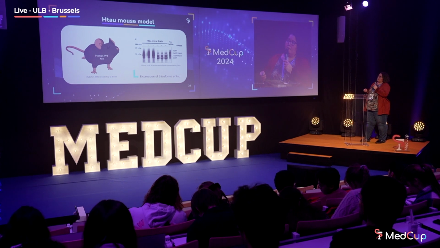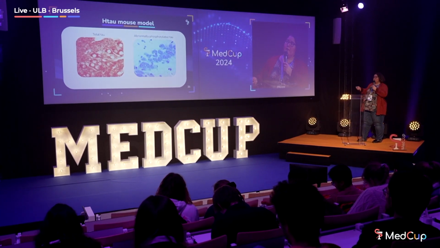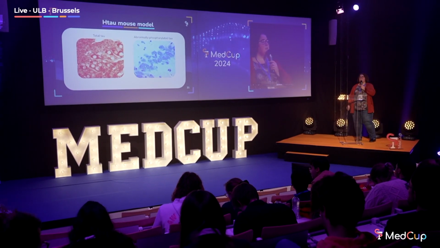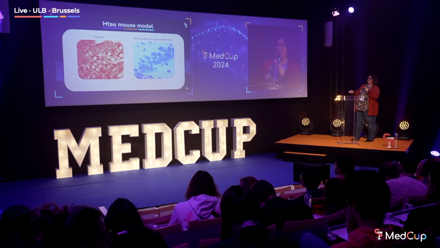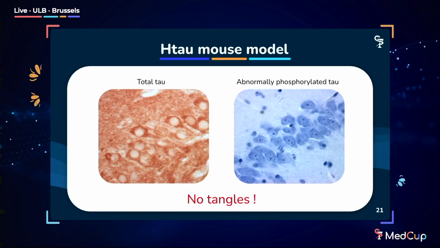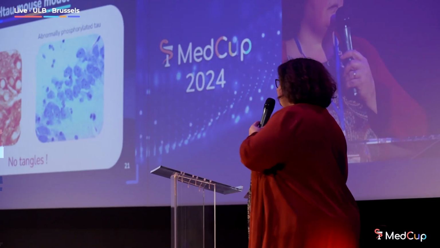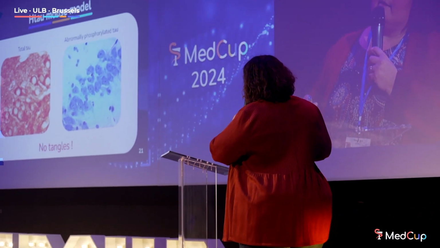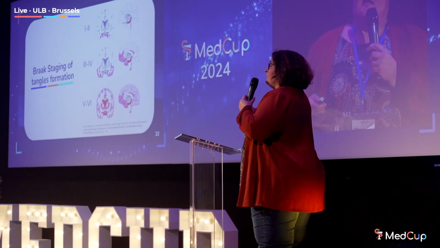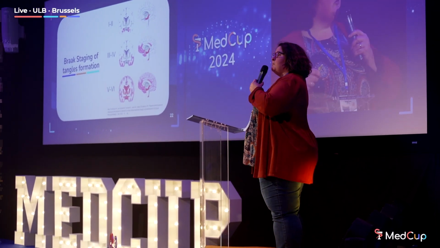And again, no chance, we do not generate tangles. Here we see the total tau, so we can detect tau in the cell bodies, but we do not detect phosphorylation or aggregation of tau in these models. And thus, for decades, we were completely blocked. We had no model to generate tau tangles.